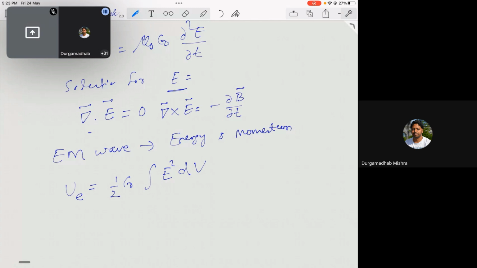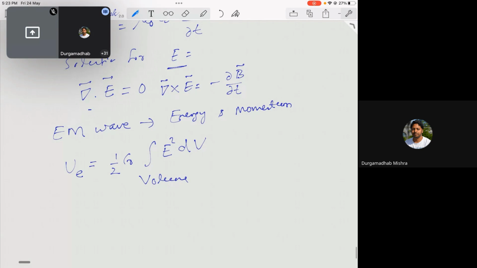Here dV is the volume element, so we have to integrate over the space where this electromagnetic wave exists. Similarly, the energy associated with a magnetic field is 1 by 2 mu naught B square dV, over this volume. So if I want to calculate the energy in the entire space, I have to integrate over the entire space.